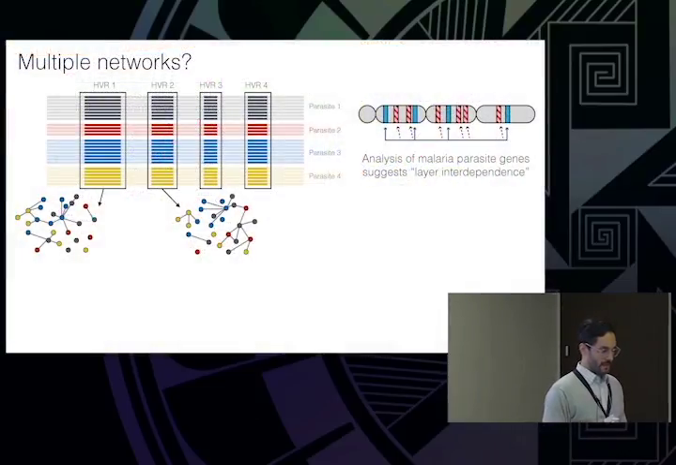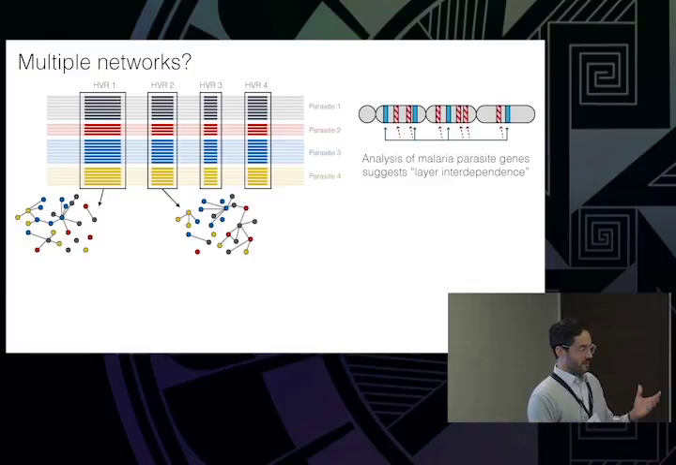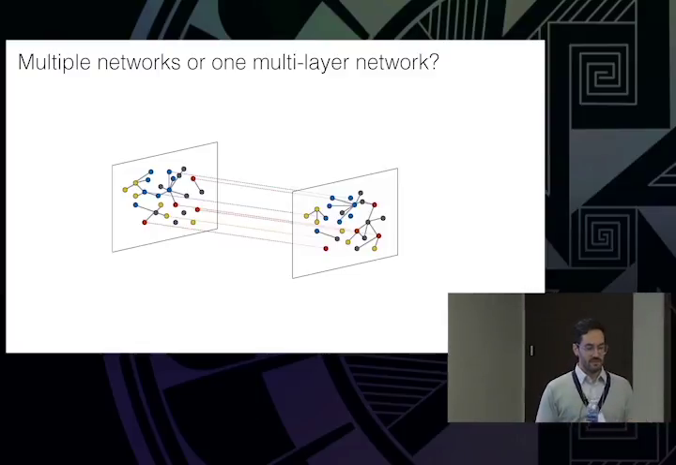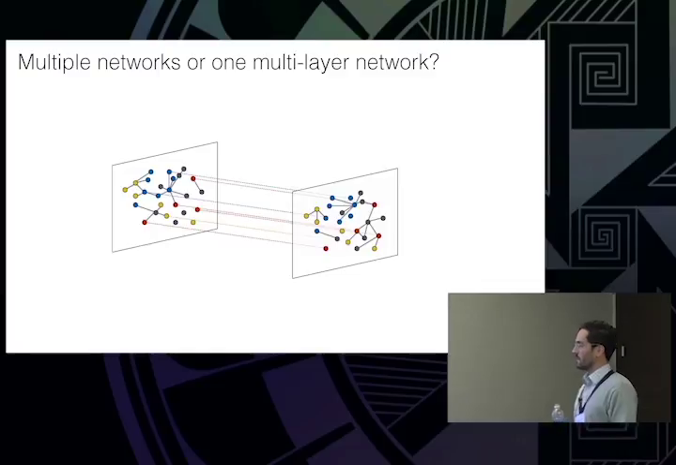Okay. So in the last section here, I want to point out the fact that we looked at multiple networks in this case, right? We took this gene and we found 9 locations on it, and we built a network for each one. And analysis of these malaria parasite genes suggests this layer interdependence, right? HVRs 1 and 6 were somehow coupled to each other. So we can ask whether or not we have multiple networks, or whether or not we should think of this as one multi-layer network, right?